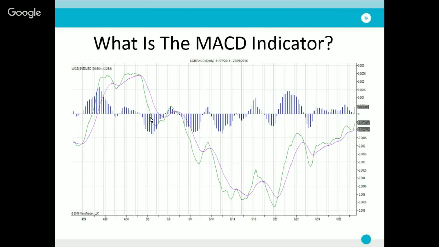Okay, so is everyone clear on that so far? I know there are quite a few things to look at there, but these are the very basic things to remember when using this indicator.